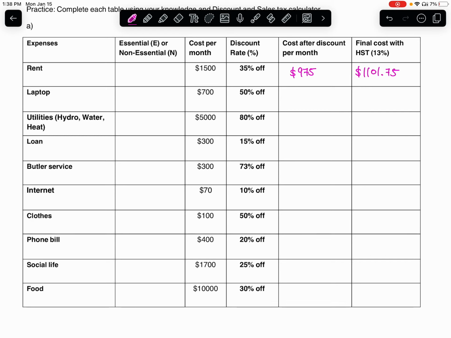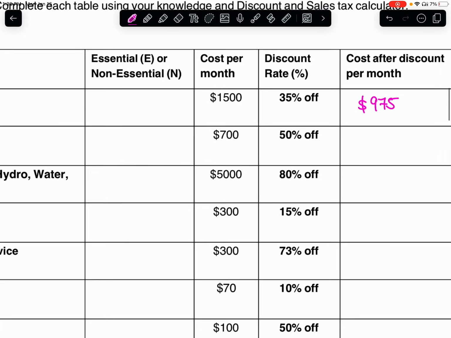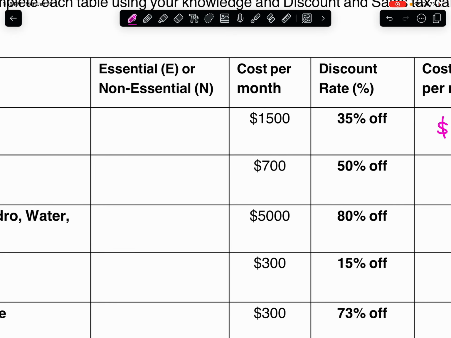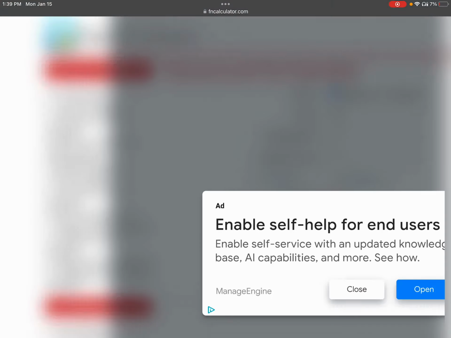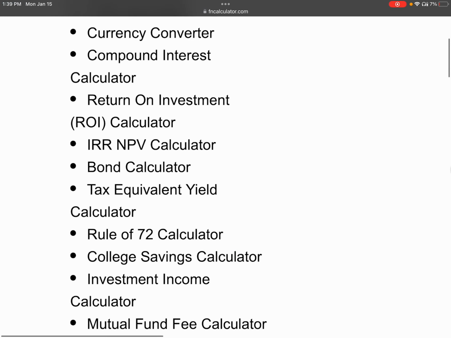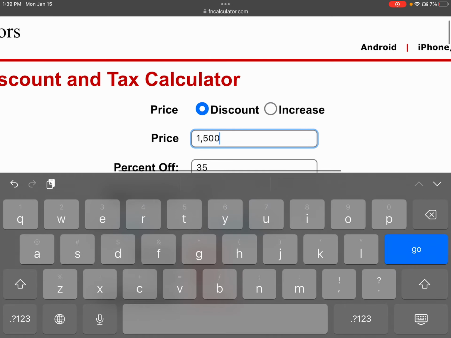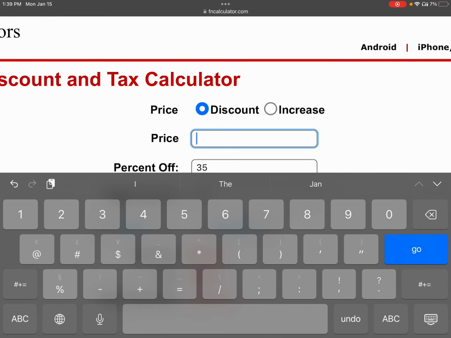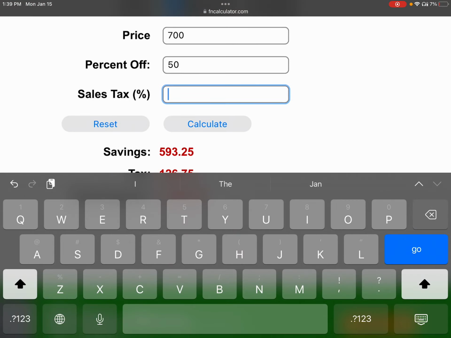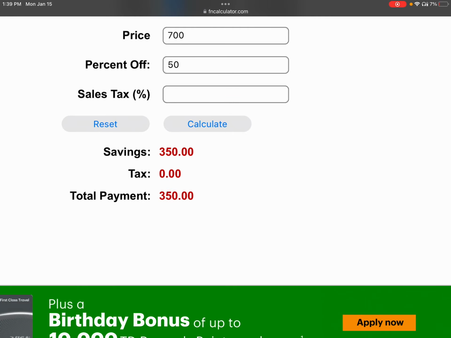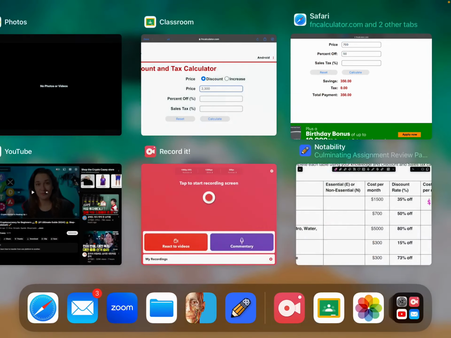Okay, so let's do one more example. Let's take a look at the laptop. It's $700 and 50% off. So go back to the calculator. Whenever you see these kind of screens, just close them. And it was $700 and 50%. So change it to $700, 50%, and we're looking for the cost after discount. So then leave it zero or empty, and you calculate. And it tells me the price after the discount is 350.